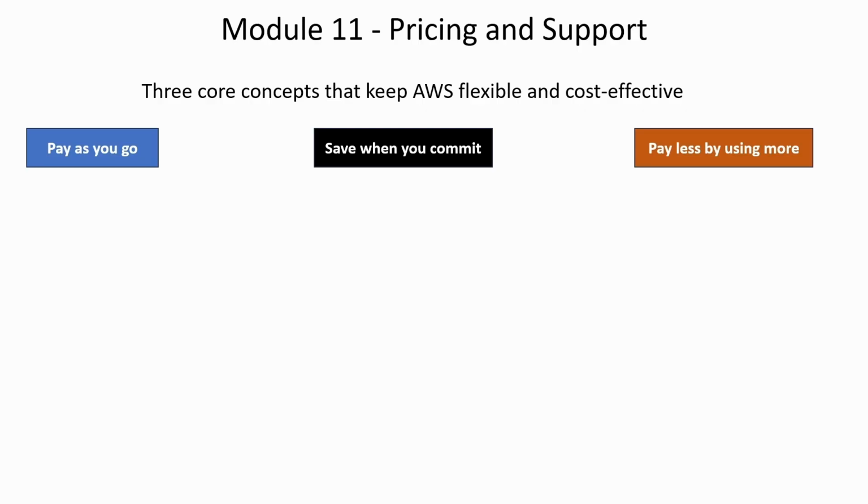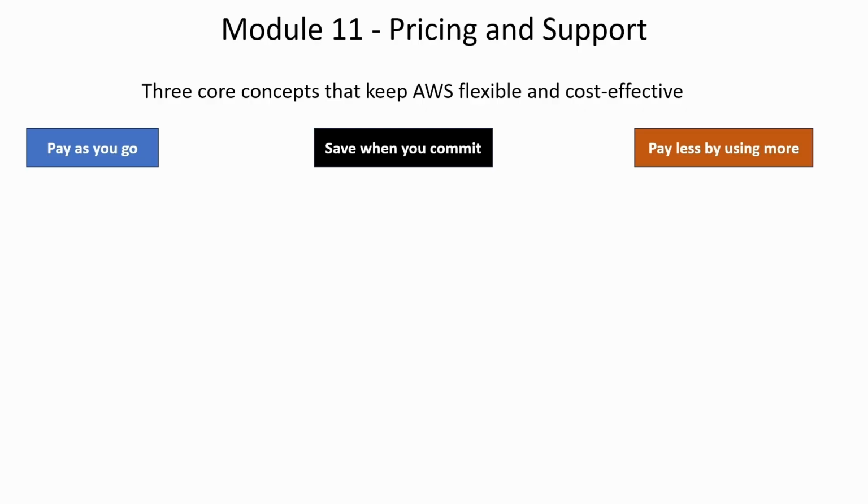If you know you are going to be using certain services like Amazon EC2 for the long haul, you can opt for Savings Plans. By committing to a 1 or 3 year term, you can see massive discounts compared to standard on-demand prices. If we talk about pay less by using more, AWS rewards scale. For many services, pricing is tiered. This means as your data grows and your usage increases, your per unit cost actually goes down.